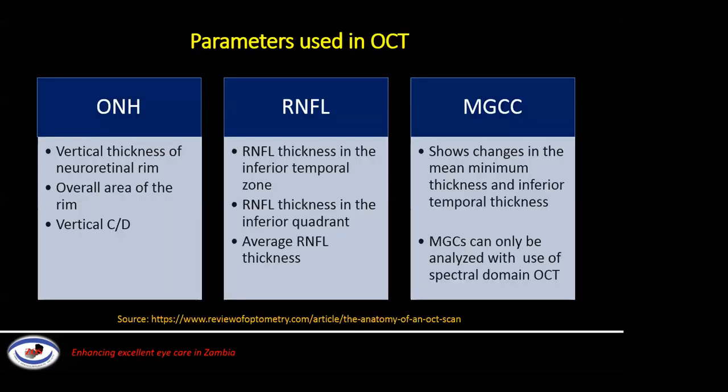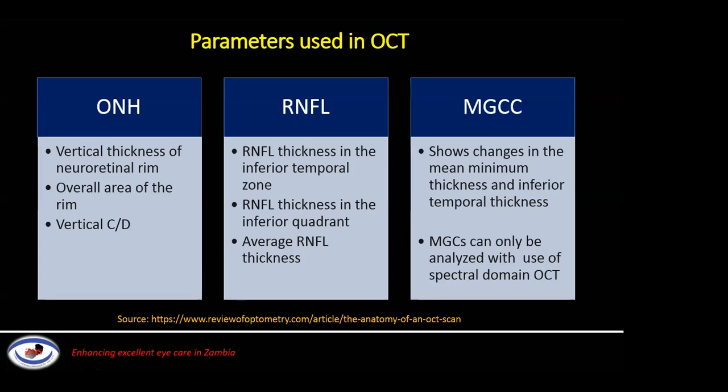So this slide is just showing us the parameters that are used on OCT and what they measure. For the optic nerve head, we measure the vertical thickness of the retinal ring, the overall area of the ring, as well as the vertical CD. For the retinal nerve fiber layer, we measure the thickness in the inferior temporal zone, as well as in the inferior quadrant. Then we can also measure the average retinal nerve fiber thickness. For the macular ganglion cell complex, it shows changes in the mean minimum thickness and the inferior temporal thickness.